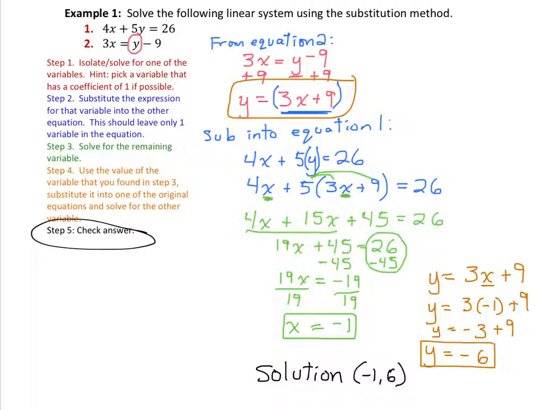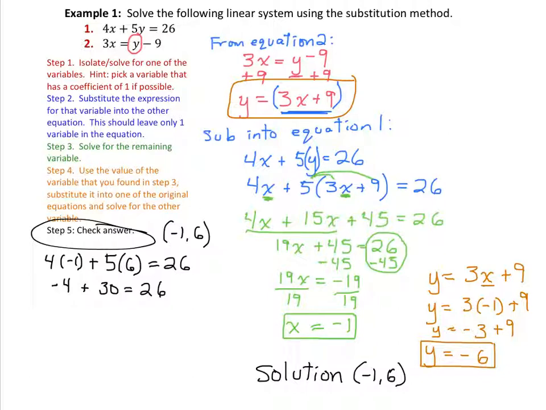Now you can always check your answer by either graphing the two equations when they're in y equals mx plus b form, or you can sub the answer, negative 1 comma 6, into each equation and make sure the left side equals the right side. So 4 times negative 1, because that's what x was equal to, plus 5 times 6, because that's what y was equal to, should equal 26. So let's go ahead and solve the left side of this equation. 4 times negative 1 is negative 4, plus 5 times 6 is 30, equals 26. And negative 4 plus 30 is, in fact, equal to positive 26.